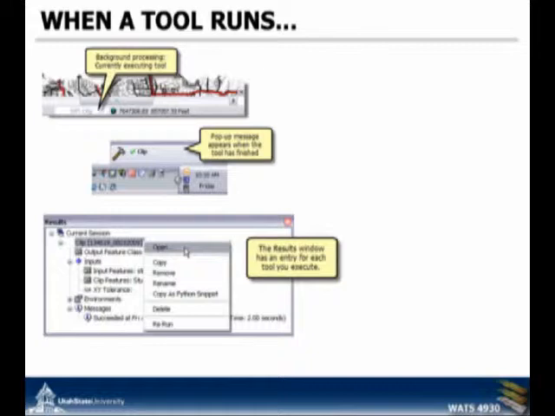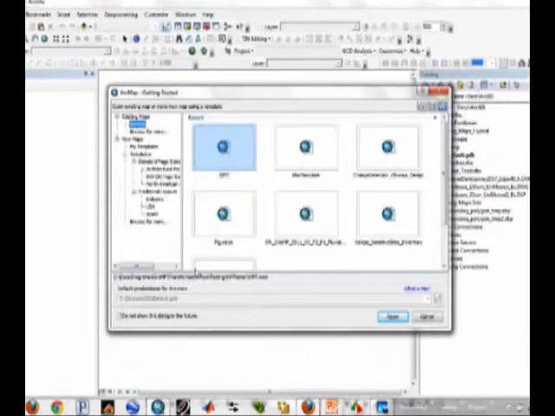Right, so when it doesn't work, instead of the green check mark, you get the red X, right? And so in either case, you can click on that and it takes you to what's called a results window.